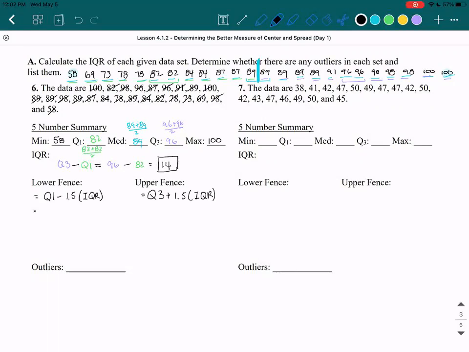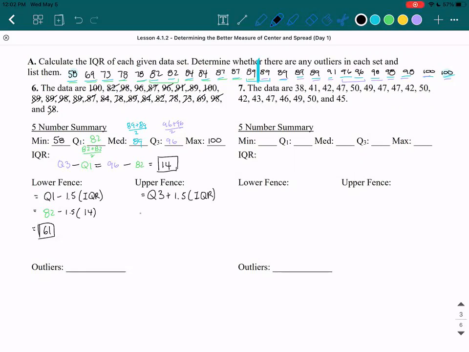So let's plug it in for our lower fence. Our lower fence is Q1, which was 82, the green number, minus 1.5 times the IQR, which was 14. And then you just type this into a calculator. So 82 minus 1.5 times 14. And it gives us 61. So 61 is our lower fence.